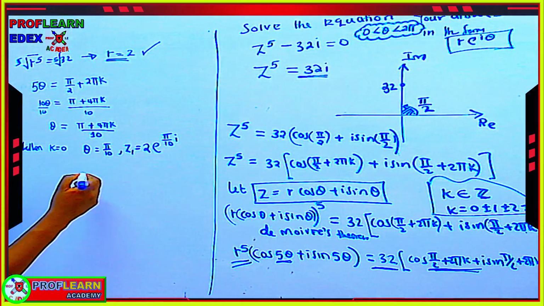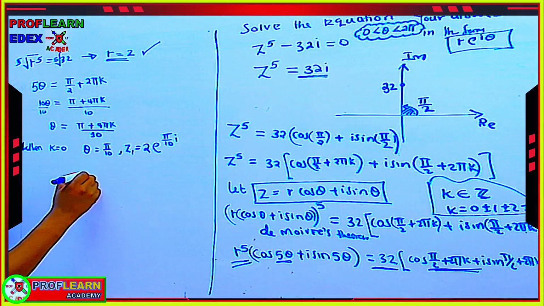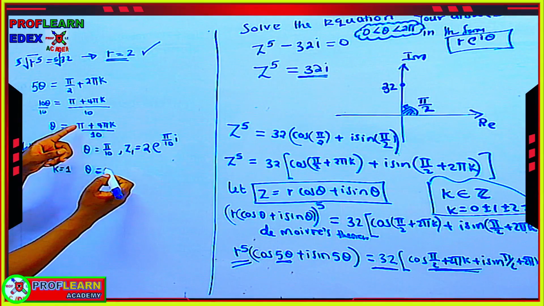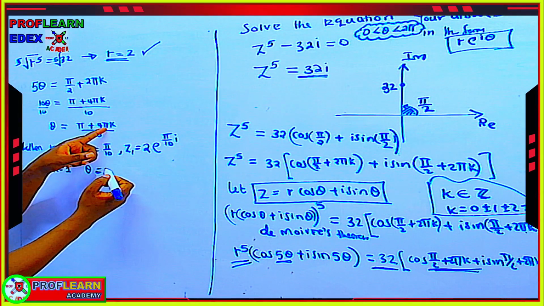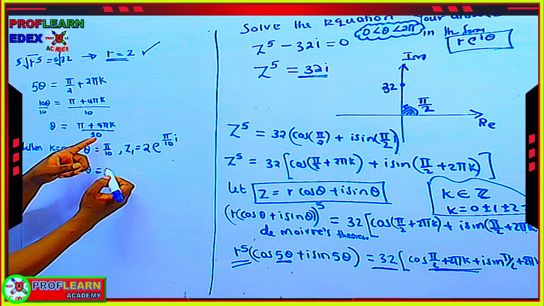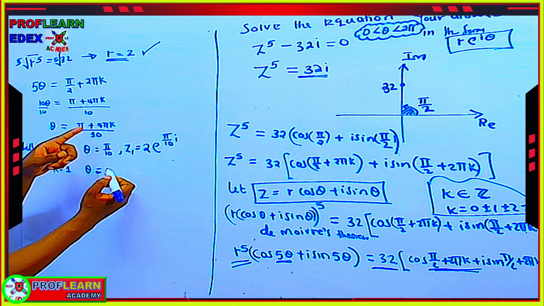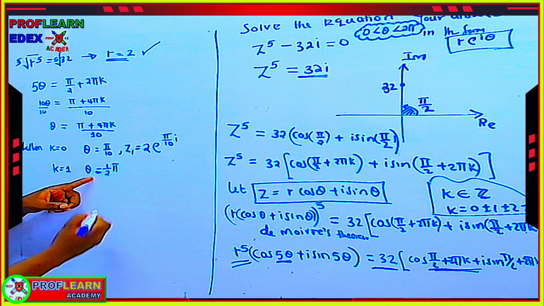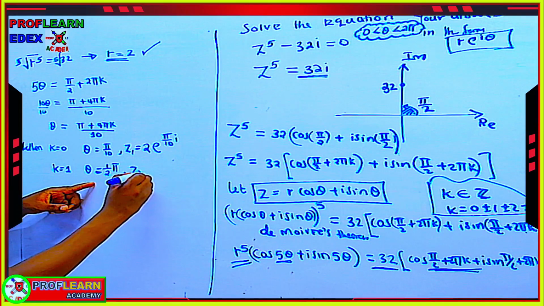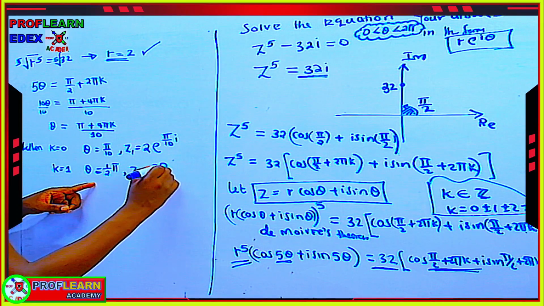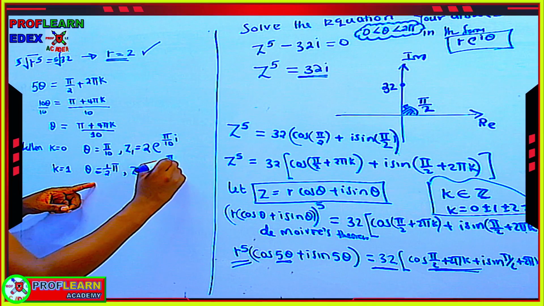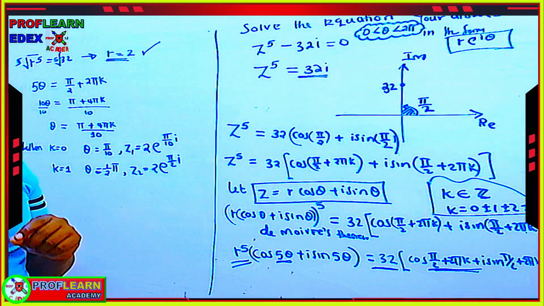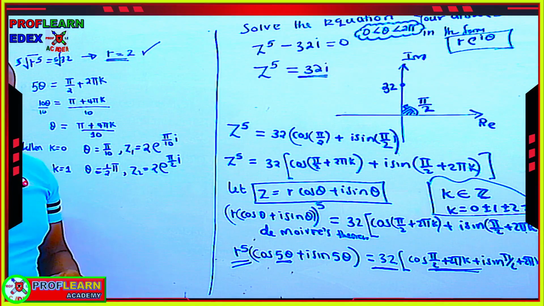z2 is going to be, when k is equal to 1, 4 pi plus pi is 5 pi. So 5 pi over 10 is going to be 1 over 2 pi. So our z2 is going to be 2e^(i pi/2). That is the second answer in that case.